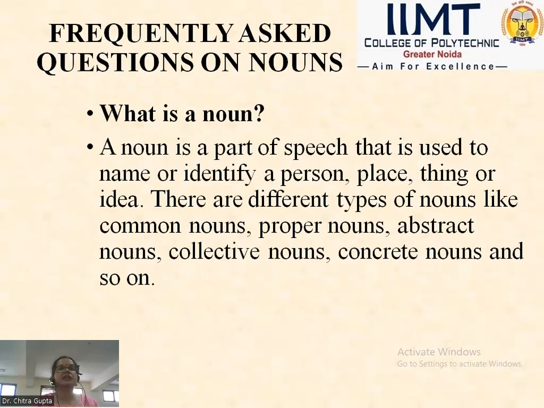And as we have completed, I hope you all have understood what nouns are, the difference between the noun cases, various kinds of noun case, noun gender, and different kinds of nouns. The frequently asked questions on nouns are: what is a noun? A noun is basically the first part of speech, used to name or identify a person, place, idea, object, human beings, etc. Different types of nouns: common nouns, proper nouns, countable nouns, uncountable nouns, abstract nouns, concrete nouns, collective nouns, and so on.